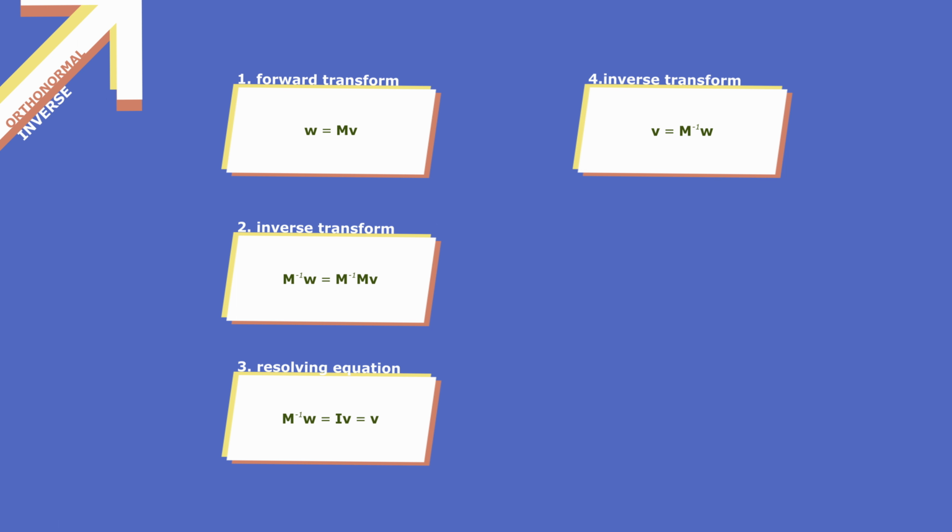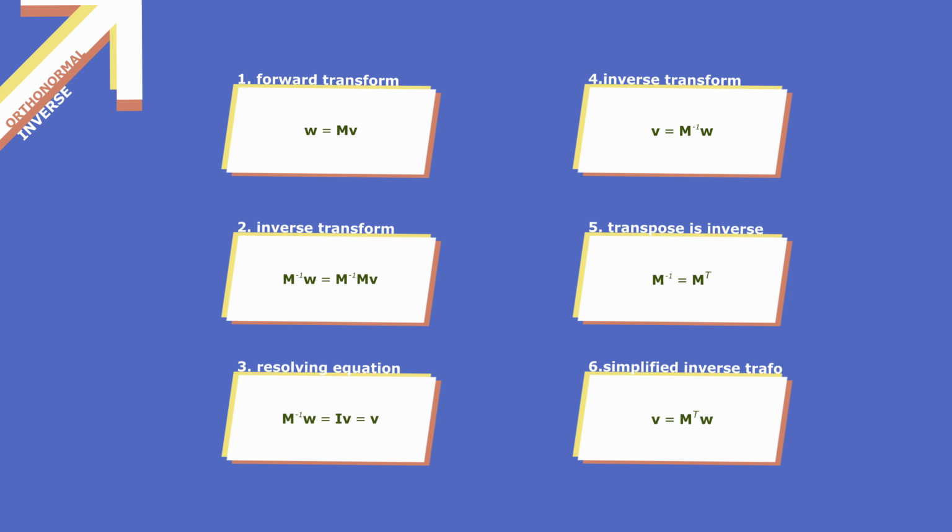Here is the very important part. The inverse of an orthonormal matrix is always its transpose, which is a much simpler operation and spares us the need to compute the full inverse. This may be trivial in 2D but becomes more efficient in higher dimensions. So the simplified inverse transformation can be performed with a transpose.